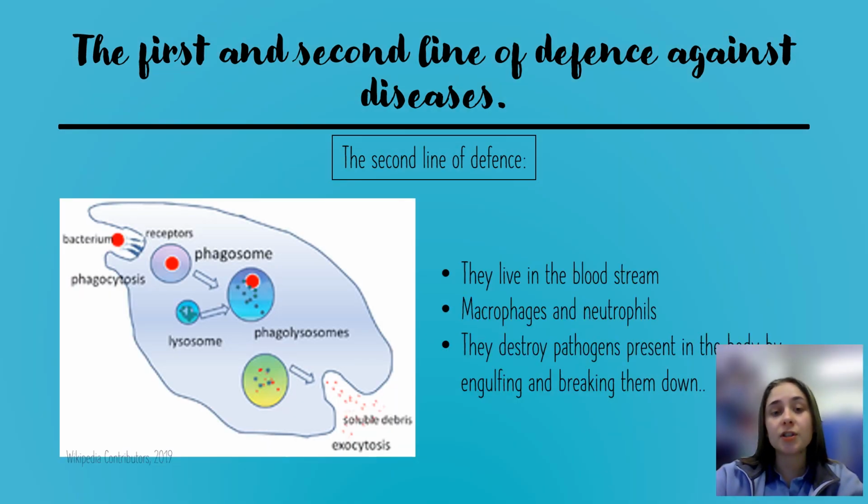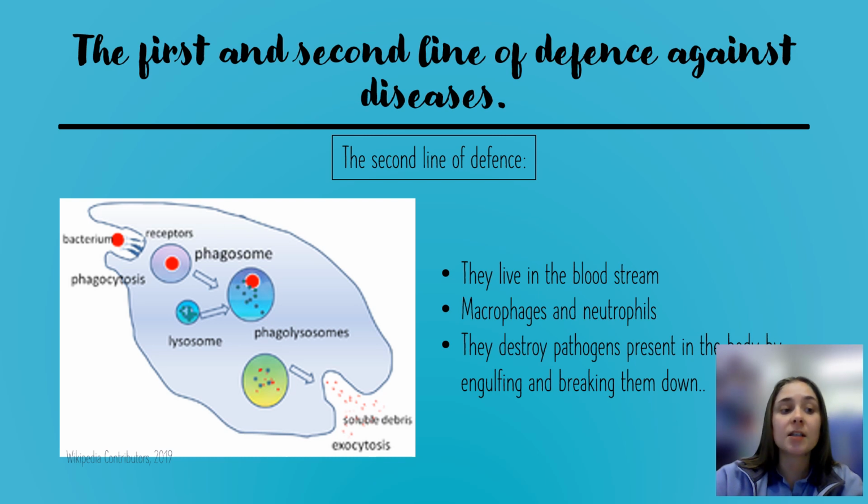However, if pathogens do successfully pass the first line of defense, the second line of defense begins. This is also known as the innate system. The innate defenses are non-specific. This means that the body responds in the same manner, with the same cells and proteins, no matter what pathogen. There are also cells called phagocytes, which we can see on the slide that I have up now. These live in the bloodstream, and some examples of phagocytes are the macrophages and neutrophils.